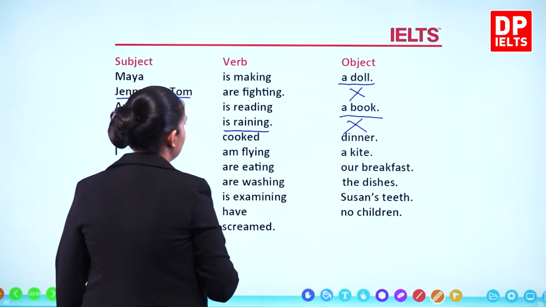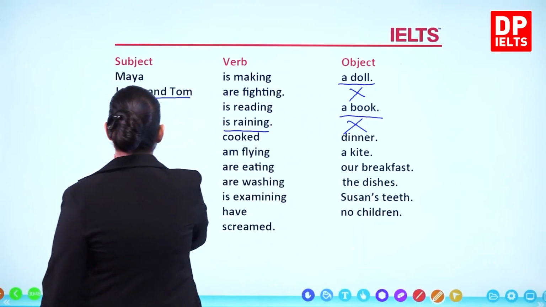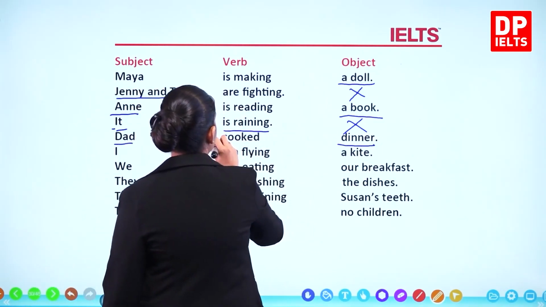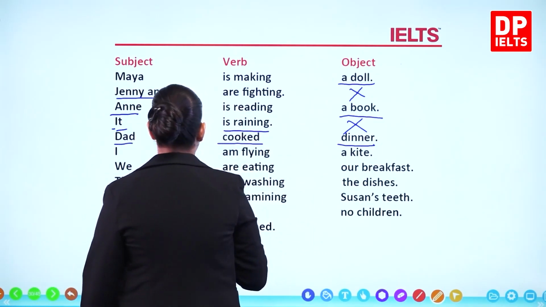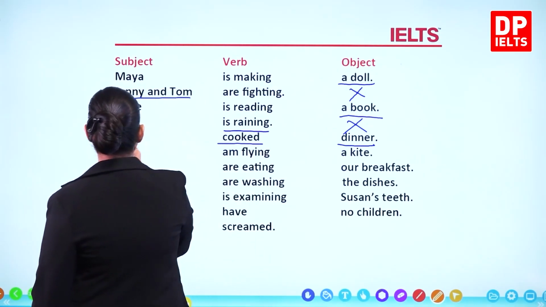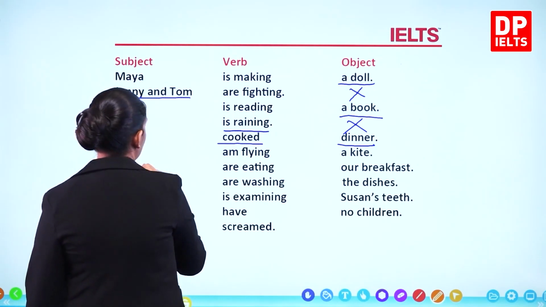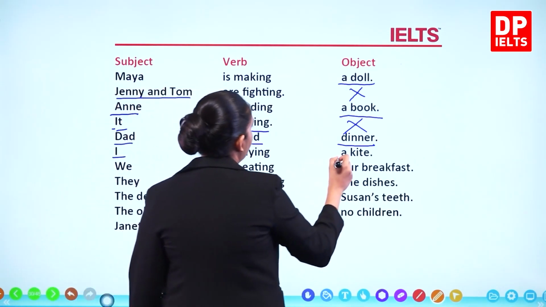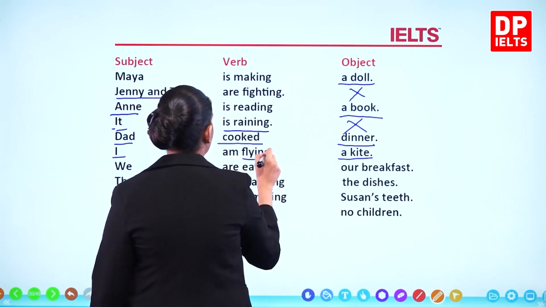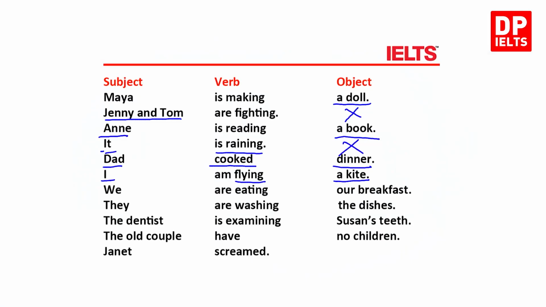Dad cooked dinner. Who cooked dinner? Dad. What did he cook? Dinner. What was the action? Cook. I am flying a kite. Who is flying a kite? I. What am I flying? A kite. What is my action? Flying. Dad cooked dinner. அப்பா உணவு சமைத்தார்.